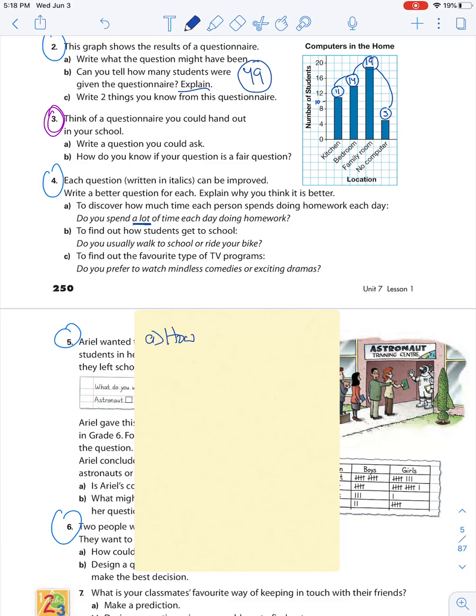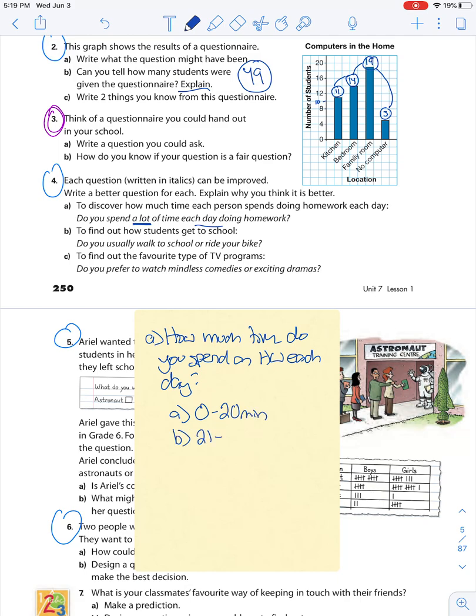So we should say something like, instead, how much time do you spend on homework each day? Okay, so we have to provide options. We can say A, 0 to maybe 20 minutes. It's your choice. B, 21 to 40 minutes. C, 41 to 60 minutes. D, we could say 61 minutes to 100 minutes. And then E would be greater than 100 minutes.